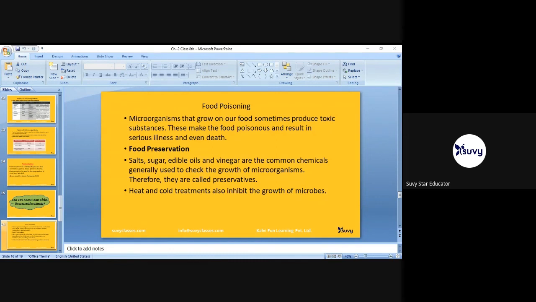Another factor could be the ingredients they are using to prepare that food. They could be contaminated, or they may not be properly cleaned. So these are the factors.